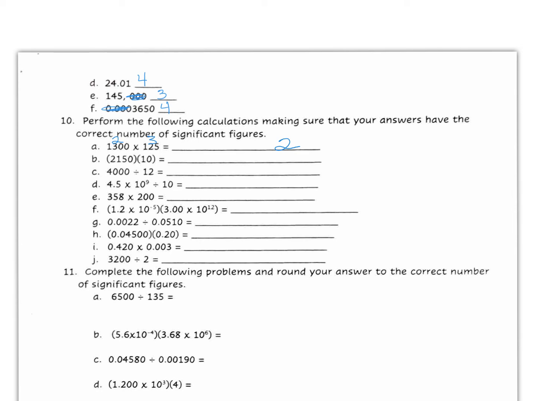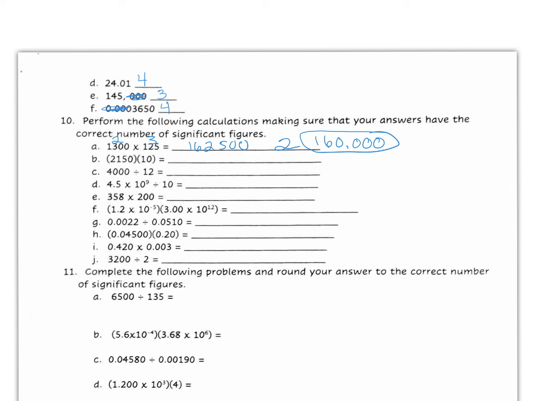So when you put that in the calculator, let's see, we have 1300 times 125. We get 162500. Okay, I can only have 2. So this is the answer the calculator gives me, 162500. Well, that has 4 significant figures, so I can't have that. So at this point, we have to round. So we're going to say 16 and then just change everything else to zeros. So we rounded it, and that gives us 2 significant figures.